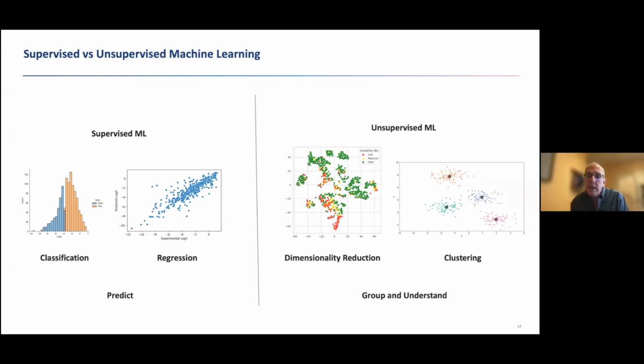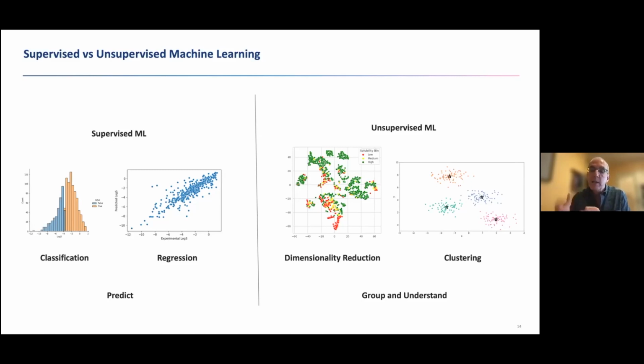Unsupervised machine learning is just having a set of X variables and trying to group and understand your data. Typically this gets divided into two different categories. We've got dimensionality reduction. I've got a set of characteristics of molecules, and let's say I've got 10 dimensions. I can't easily visualize 10 dimensions. So what I want to do is reduce the dimensionality to understand the data and get this into a two-dimensional plot, where similar molecules are grouped together and molecules that are different will be far apart.